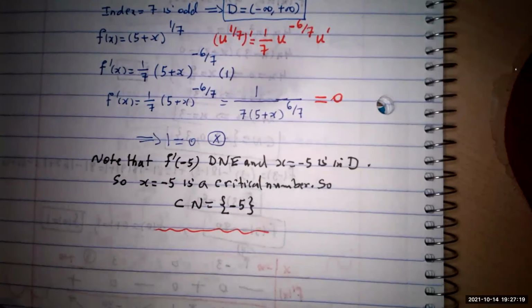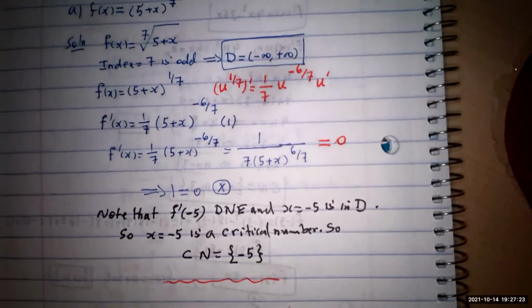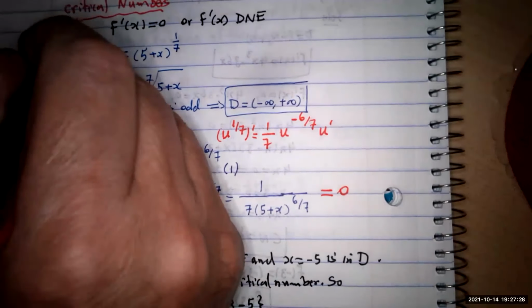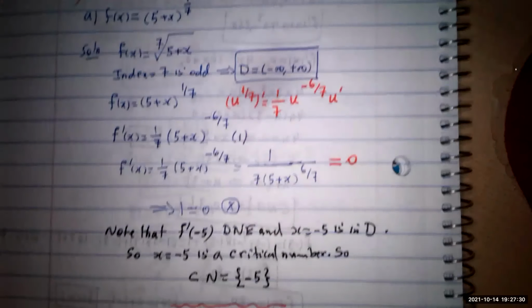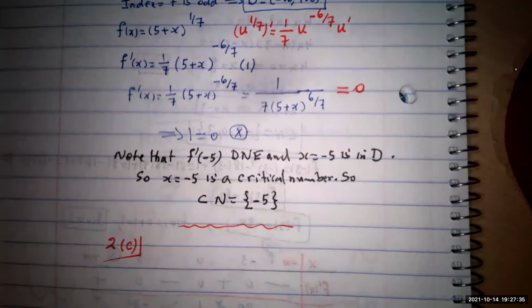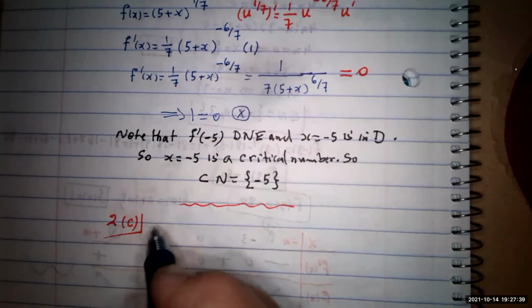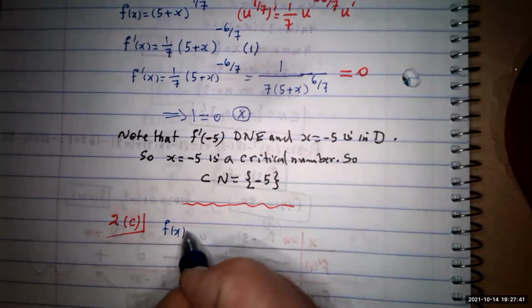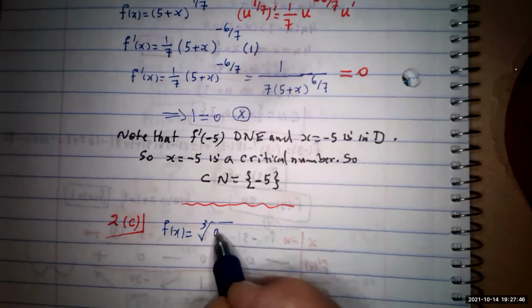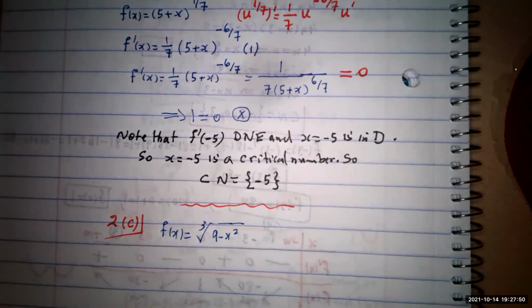So this is going to be part C of, what number was it? Okay, this is problem 2. That was a 2A, and this is going to be 2C. Let's see what is special about 2C. You see, in 2C, your function is f of x equal to the cube root of 9 minus x squared. I discussed a similar one for you.